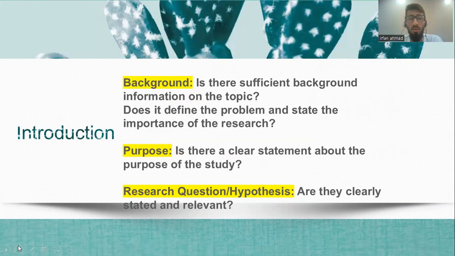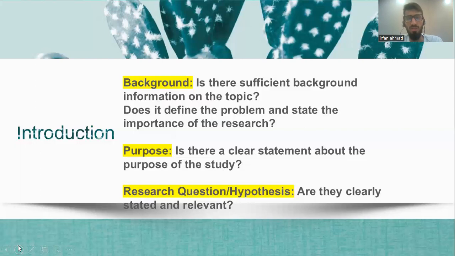And the background information on this topic. The second thing is, it defines the problem and states the importance of the research, right? Like, what is the problem, what is the research gap, why am I doing this research. So you have to search for the problems or research gap in the introduction section, right? The purpose of the study: they state there is a gap, and what is the purpose, why am I doing this. Okay, you have to look for the purpose of the research.